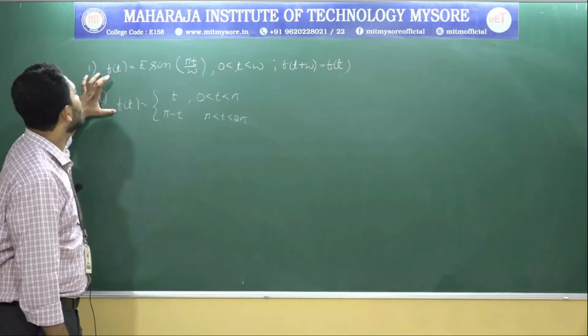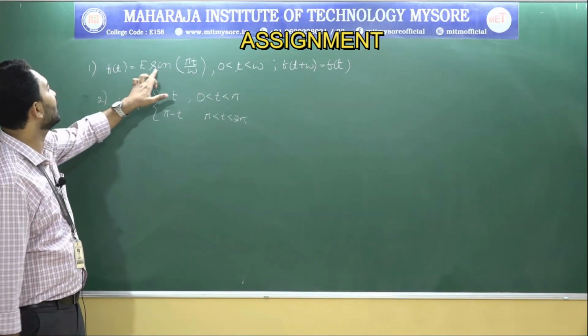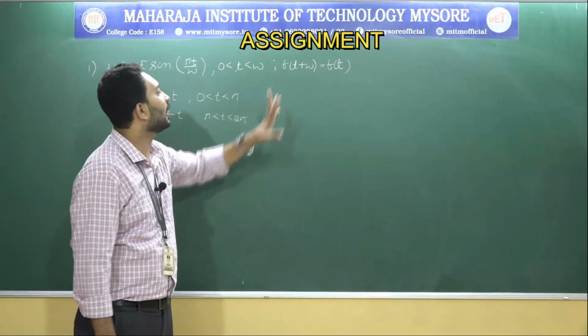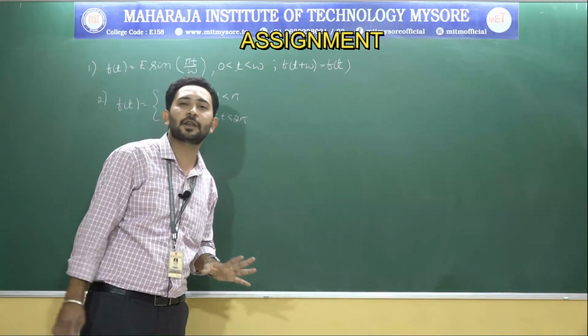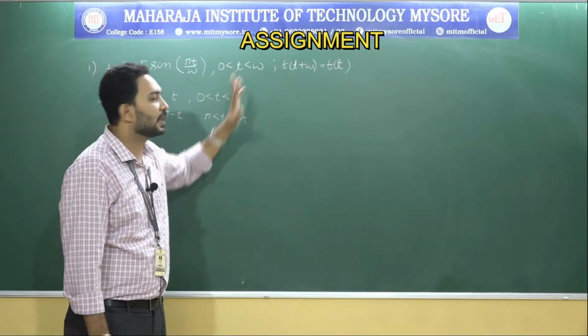So these two are assignment problems for you. Try to solve this. f of t equals e sin pi t by omega for 0 less than t less than omega, and f of t plus omega equals f of t. Here the period is capital T equals omega. So you can easily solve this.